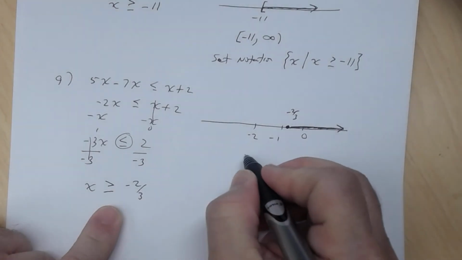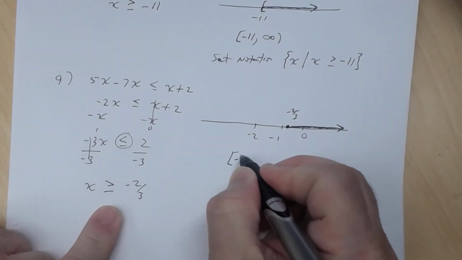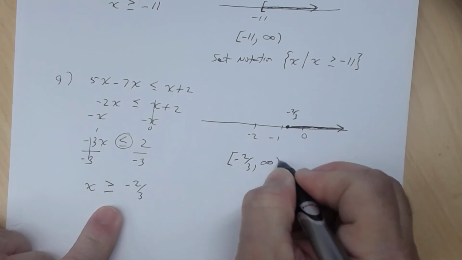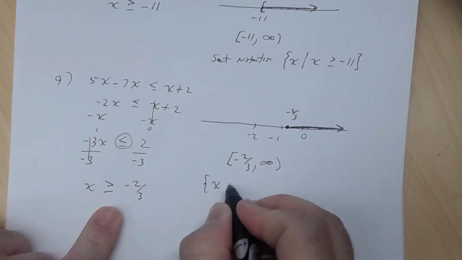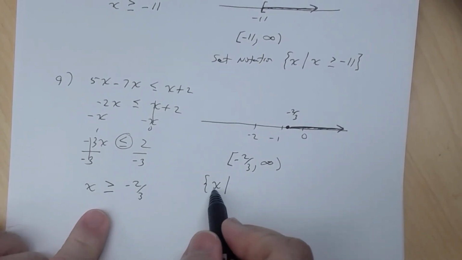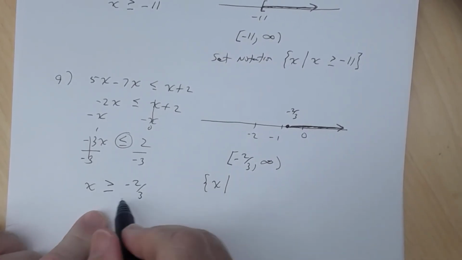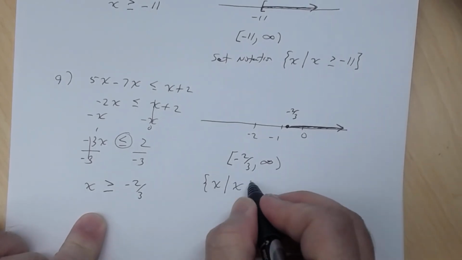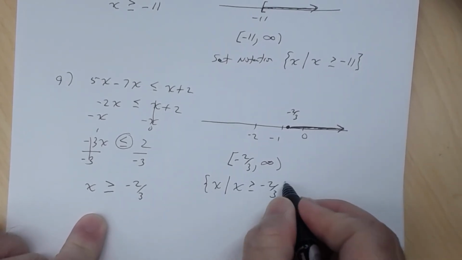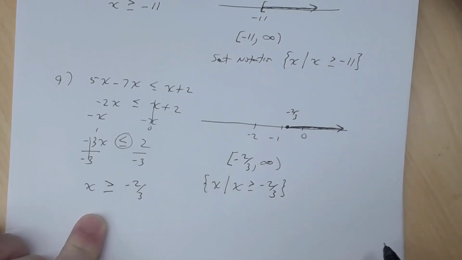And then your interval notation, you're going to say bracket negative 2/3, comma, to infinity. And then set notation, you're going to say the set of x's such that, so remember it's got to look like this, set of x's such that, and then you just write your inequality right here. So such that x is greater than or equal to negative 2/3. And then make sure you close your brace.